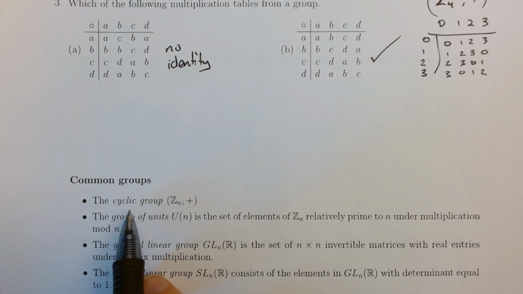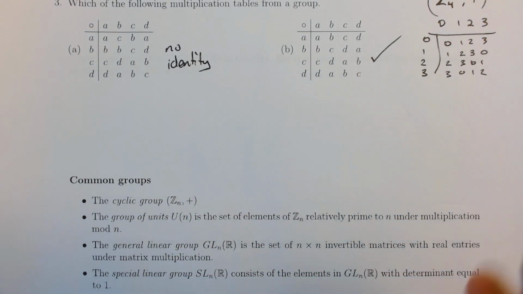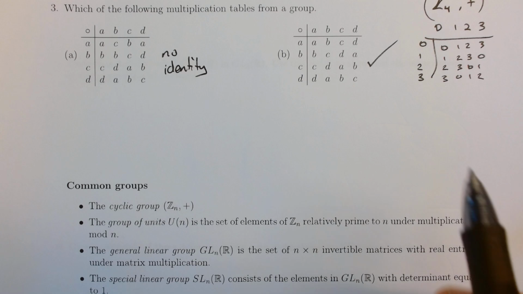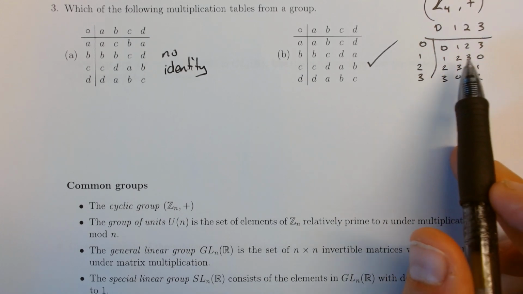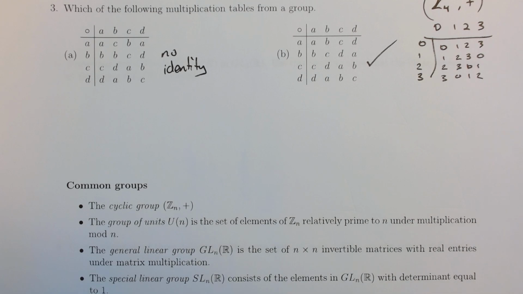So one main example of groups are called the cyclic group. That's just Zn under addition. So Z4 was one of those, but for any n, you get a group under addition, and we call that the cyclic group. You can sort of see the cyclic nature, like each row is just a cyclic rearrangement of the rows above it.